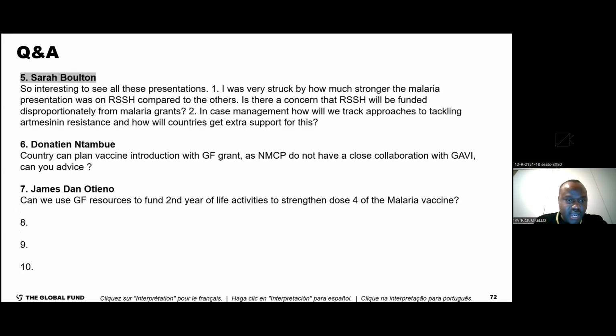Donna Ken, can a country plan vaccine introduction with a GF grant? As NMCP do not have a close collaboration with Gavi, can you advise? We welcome the new development and the WHO policy on the RTS,S, but at the moment, we do feel that the partnership and already the work Gavi has done within the immunization space, they're taking the lead on this. The point I was making is that at the moment, we won't be able to have resources from Global Fund go towards procurement of a vaccine or to deploy it. However, we're happy to support any other planning functions that the NMCP would like to invest in, but not necessarily to buy the vaccine or to deploy the vaccine.